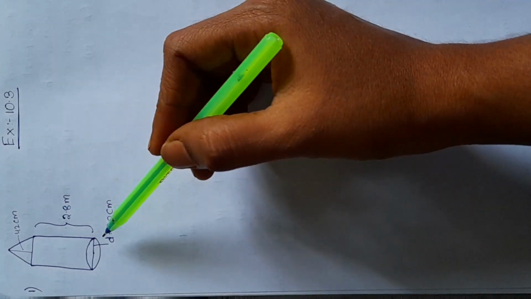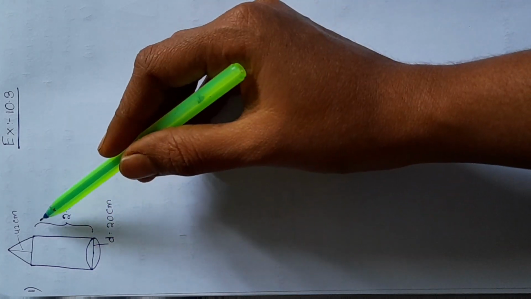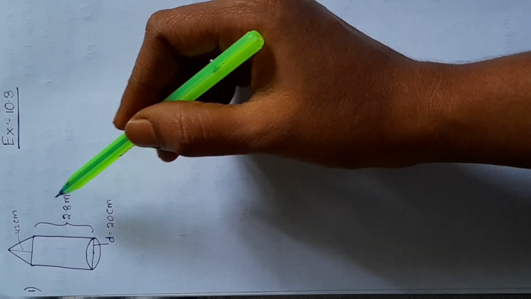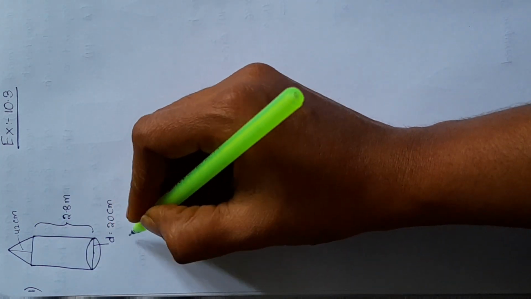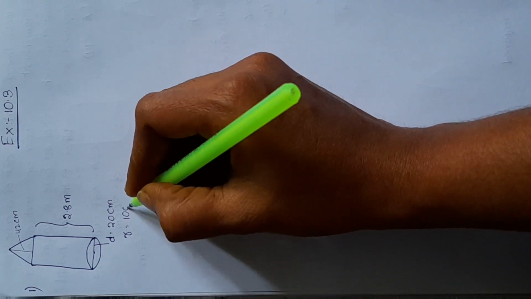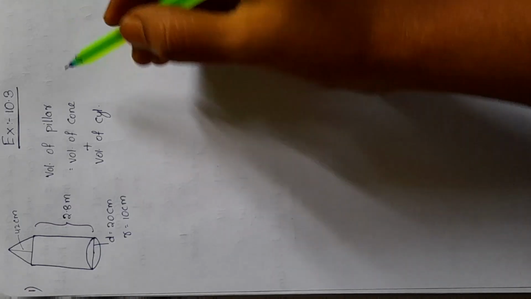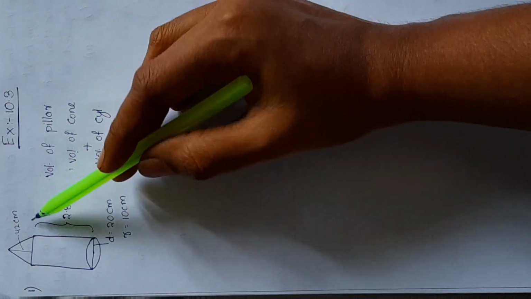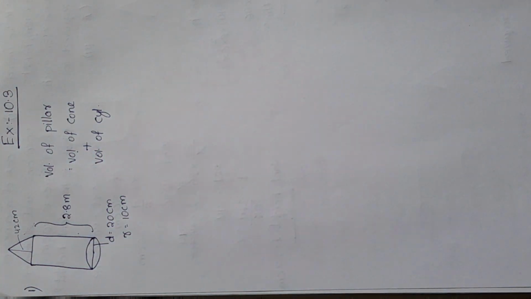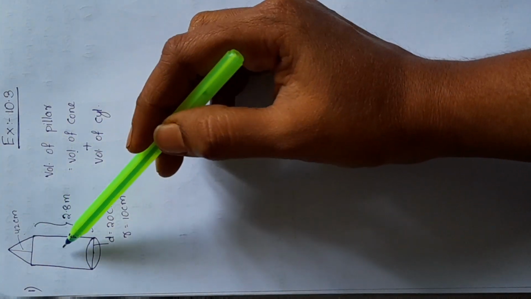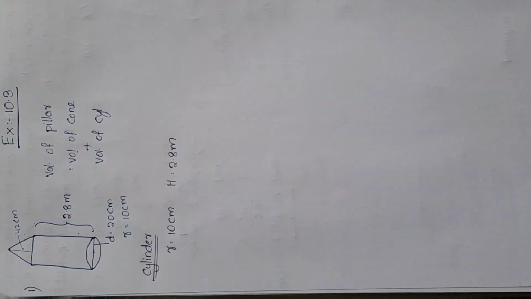The bottom is a cylinder with diameter 20 centimeters and the cylindrical height is 2.8 meters and the top part is the cone with 42 centimeters height. Here diameter is given as 20 centimeters. So the radius becomes 10 centimeters. Here the volume of the pillar is equal to volume of the cone and also volume of the cylinder should be added to that. First we should individually find out the volume of the cylinder and also the cone.